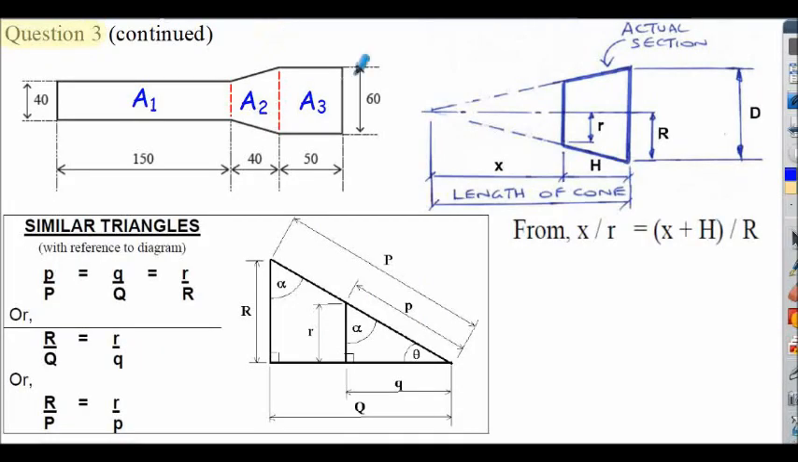Question 3 continued. Now to find the surface area of section 2, A2, we're going to use the hint in the question about considering it as part of a cone. This now requires a knowledge of similar triangles, because to solve this problem we need to calculate the total length of the cone. So using the notation shown in our diagram and the process of similar triangles, we can write x divided by r, shown here, must equal x plus h divided by capital R. That's the use of similar triangles, as essentially shown here in this diagram.